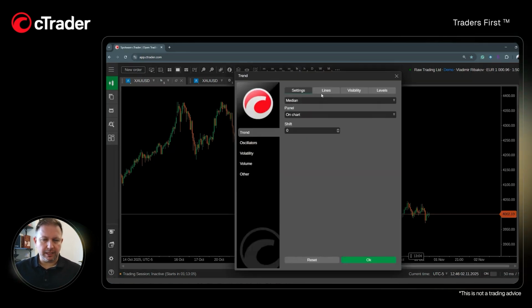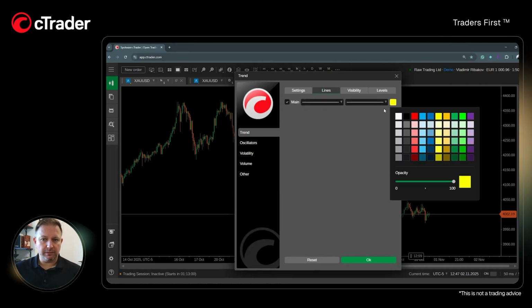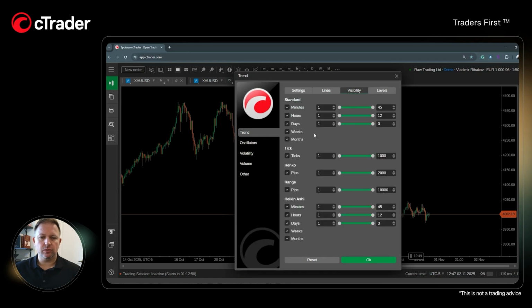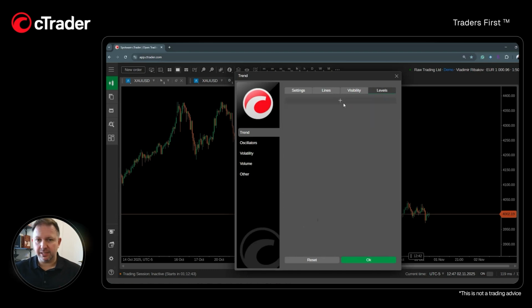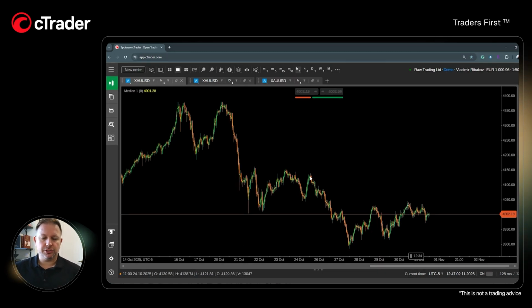By default, it comes in this way. Of course, you can define the style of the lines and the thickness of the lines. You can predefine the color. For example, I change to yellow. You can also set visibility on what timeframes and what chart types you would be able to find this indicator, and if you want to add or remove any levels here.